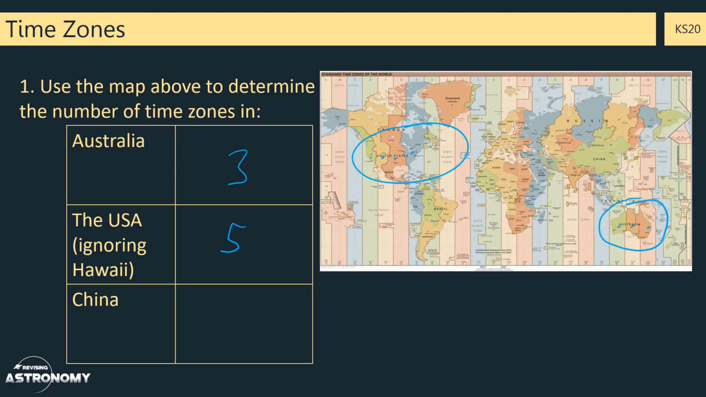And then we're going to look for China. So China is over here. And you can see that China is all in one colour. They have the same time zone, despite the fact that the country extends over quite a range of longitudes. They are all working on a single time zone. So there is 1.